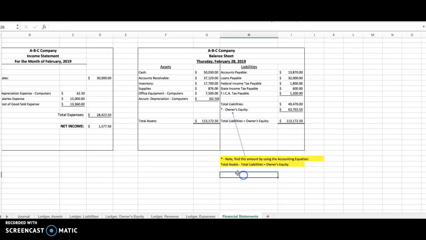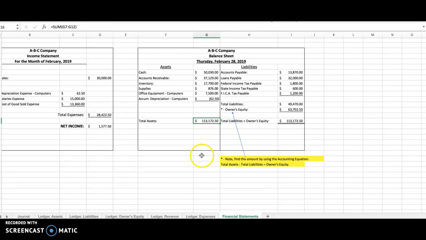And pay attention to the note down below. At this point, this is how we figure owner's equity. In other words, the value of the business. We find this amount by using the accounting equation. In this case, total assets, 113,172.50 minus total liabilities, 49,470, and you will get 63,702.50. That's the owner's equity. And when you add those two numbers, total liabilities and owner's equity, you get this amount, which balances the balance sheet.